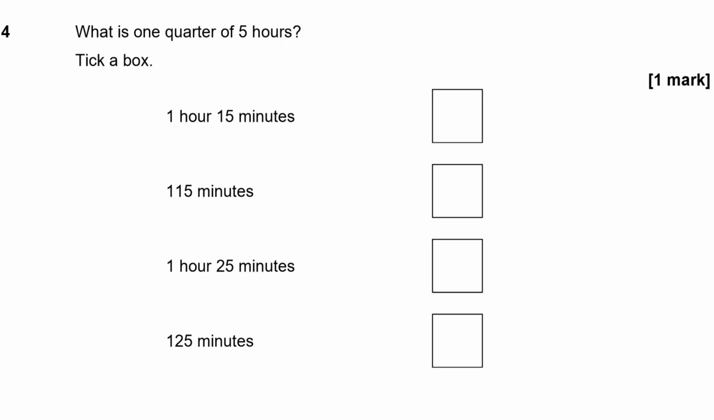Question 4. What is 1/4 of 5 hours? Tick a box. So 1/4 of 5 hours, that's 5 quarters, isn't it? 5 over 4. And that's what we call a top heavy, or an improper fraction. Now converting that into a mixed number, 4 goes into 5 once, remainder 1. So it goes in once, that's a big one there, and a remainder 1, so that's a small one there. So it's the same as 1 1/4. Okay, so 1 1/4 hours, that is.